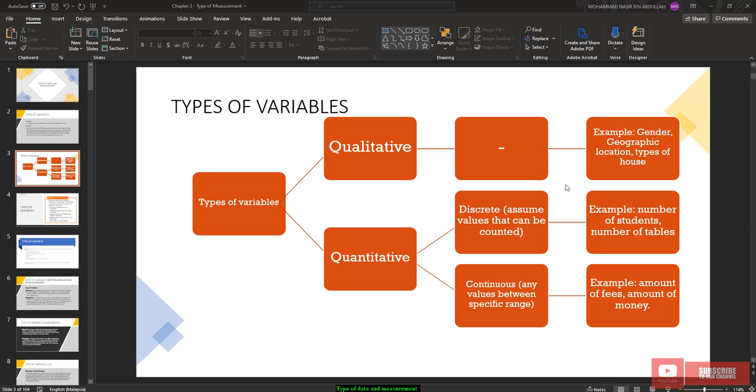For a continuous quantitative variable, it's a numerical value between a specific range. For example, height of students, right? So it will range from 100 to 180 centimeters. It can be like that, right? Another example is amount of money, amount of fees, let's say, length of a box, height of the box. So this is an example for a continuous quantitative variable.